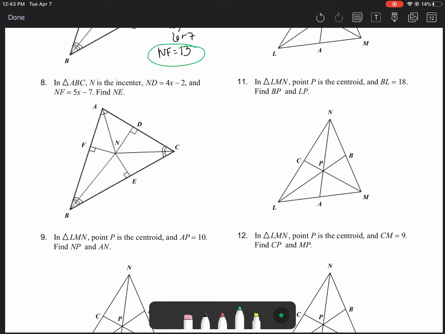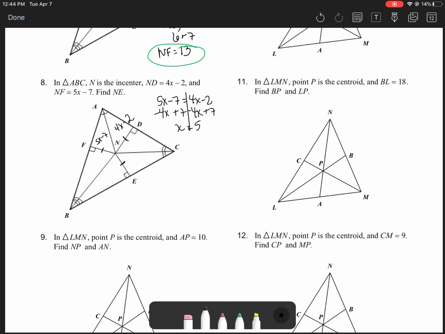So looking at number 8, it's kind of similar. So this one I'm given N is the incenter. And since N is the incenter, I still know that that distance to the sides is the same. So ND equals 4x minus 2. NF is 5x minus 7. And I can follow the same process from number 7. So 5x minus 7 equals 4x minus 2. Subtract 4x. Add 7. So I get x equals 5.